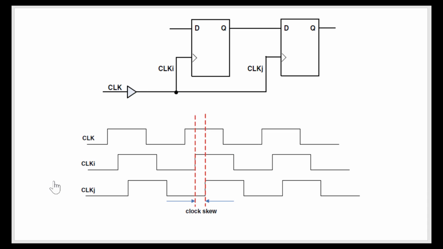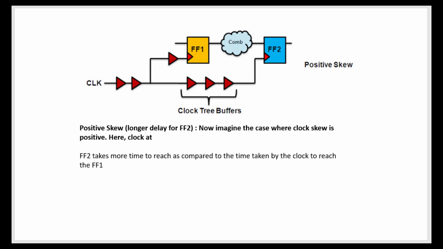So if you want to represent it in a pictorial form, this is your clock, this is your clock I and this is your clock J. If you look here, there is a clear delay in your clock I and clock J. This difference is called clock skew. So now let us consider case 1 where clock skew is positive. That means your second flip flop will take longer time and the first flip flop will take shorter time.